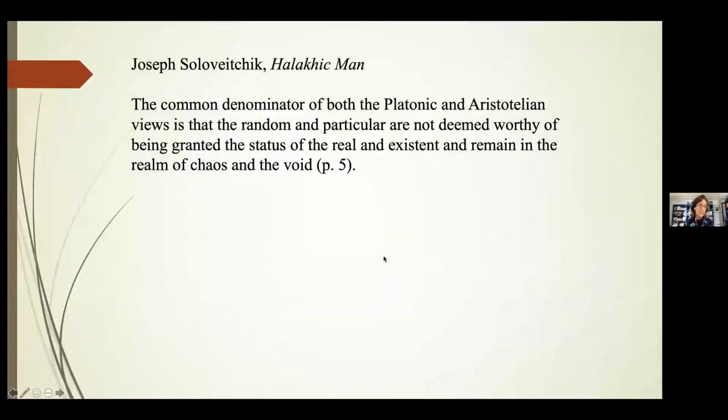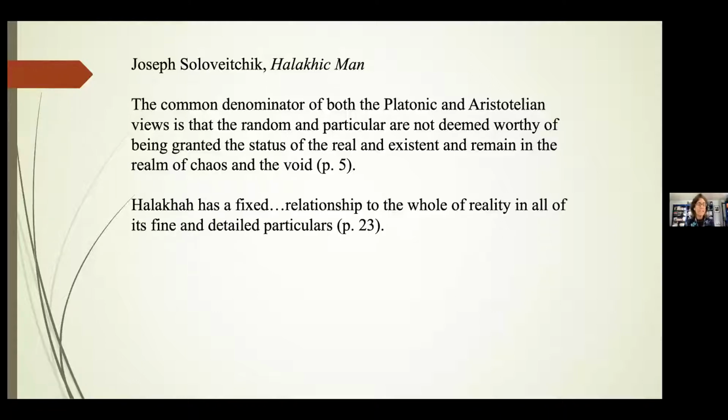In his book, Halachic Man, he writes, the common denominator of both the Platonic and Aristotelian views, or the Greek views, is that the random and particular are not deemed worthy of being granted the status of the real and existent, and remain in the realm of chaos and the void. He contrasts this with the approach of the rabbinic halakha. He says halakha has a fixed relationship to the whole of reality in all of its fine and detailed particulars.